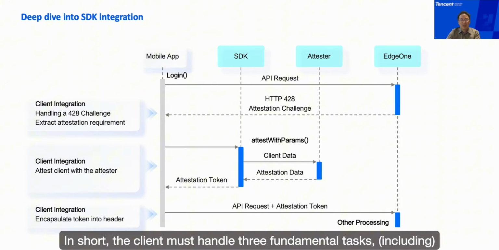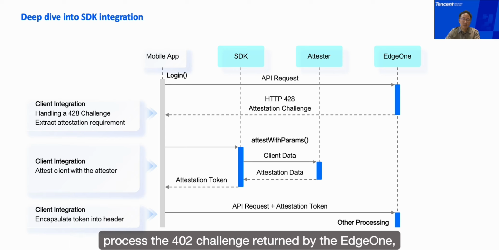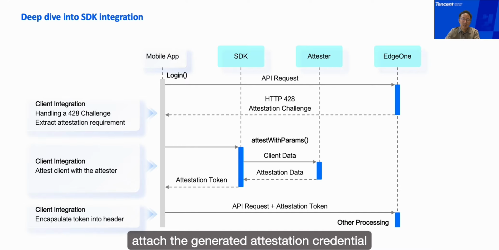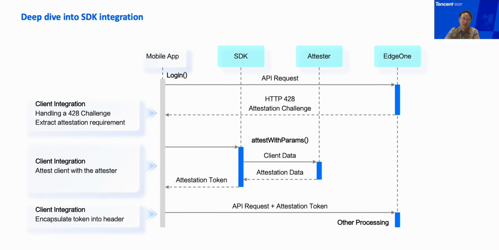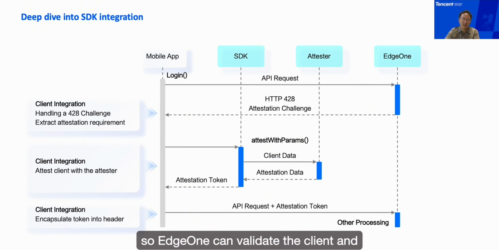In short, the client must handle three fundamental tasks: process the 428 challenge returned by EdgeOne, invoke the SDK to carry out the required verification, and attach the generated attestation credential to subsequent API requests, so EdgeOne can validate the client and apply the appropriate security policies.